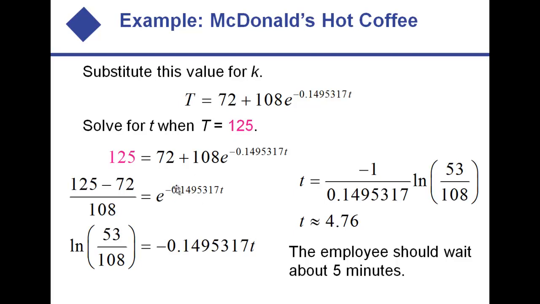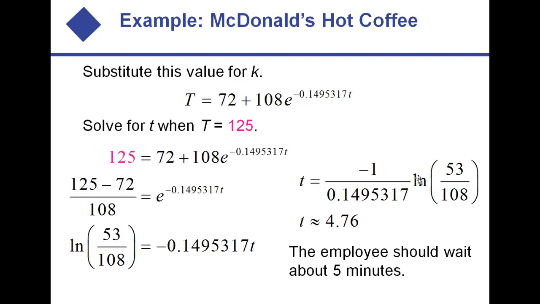We need to rescue t from this power, get it out of an exponential, so we take the natural log of both sides. This 53 is just 125 minus 72. So natural log of the left, natural log of the right. Natural log of the right, of course, just gets rid of the e, and we now just have the power. And then to solve for t, we divide both sides by this negative number.